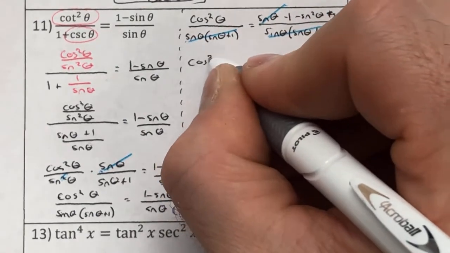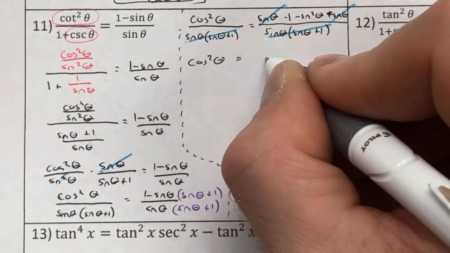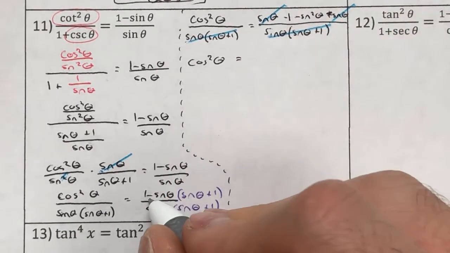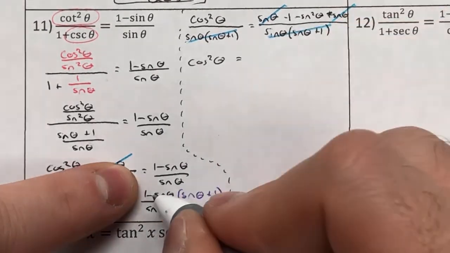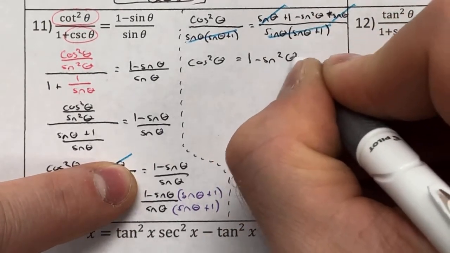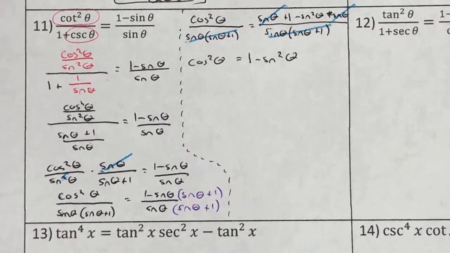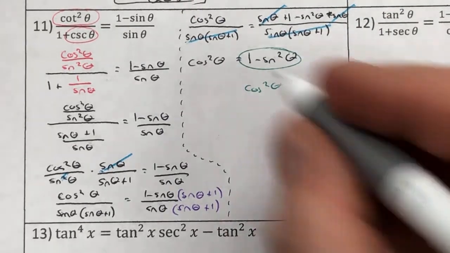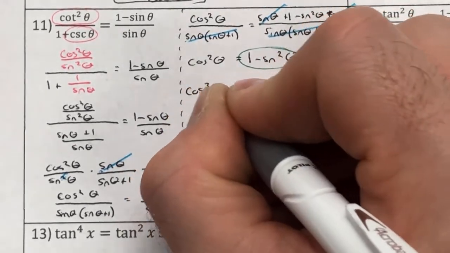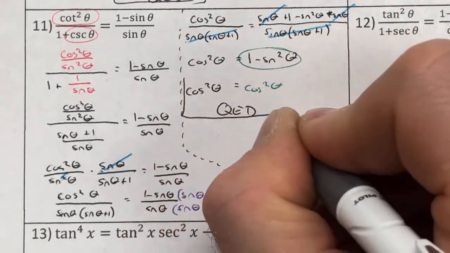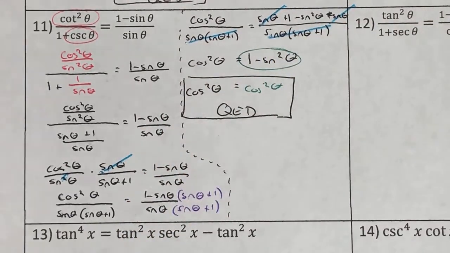So I have cosine squared of theta equals, let's see, so that would be a sine of theta plus 1, 1 minus sine squared of theta. At this point, we recognize this is a Pythagorean identity that I can rewrite as the cosine squared of theta equals the cosine squared of theta. QED, I've demonstrated them.